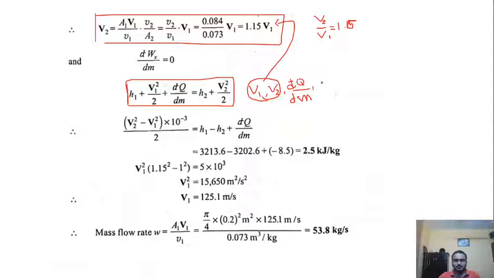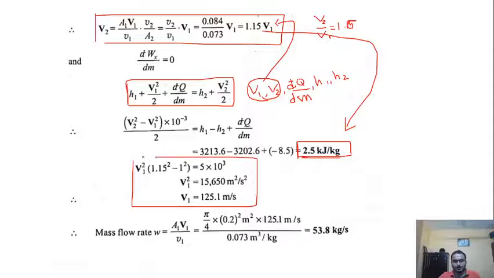So now we are also aware of H1 and H2, so we can get the square difference of V2 and V1, that is this. So we have obtained the square difference of velocity, and we have this relation, that is the ratio of V1 and V2. So once we combine them, we can get the absolute value of velocity through this calculation part, which is quite easy and straightforward.